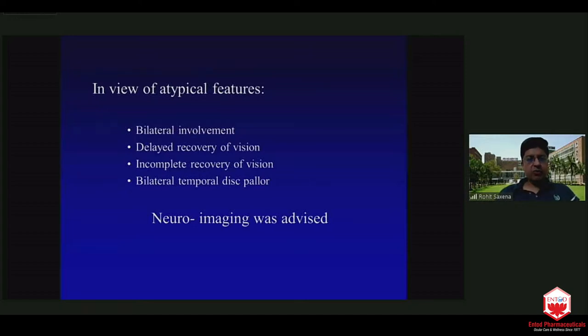And now we actually advise that any patient who is suspected of optic neuritis should be imaged. But in view of atypical features, it becomes extremely important. Bilaterality in this case, delayed recovery of vision. He had a 3-week history already of vision loss, so it was not recovering. Incomplete recovery of vision, bilateral temporal pallor. So again, neuroimaging was essential.